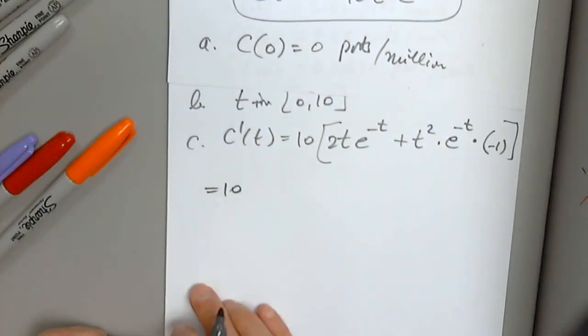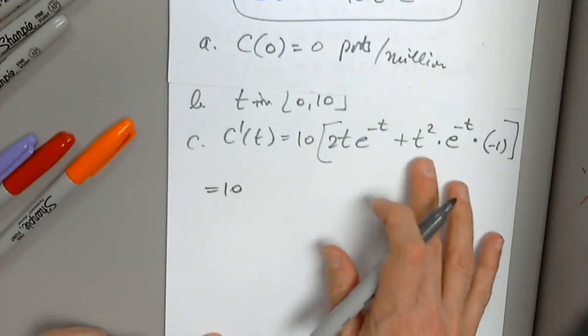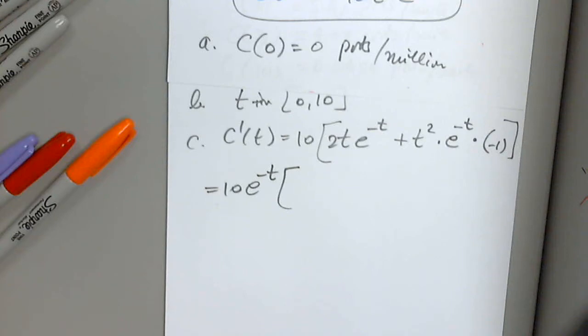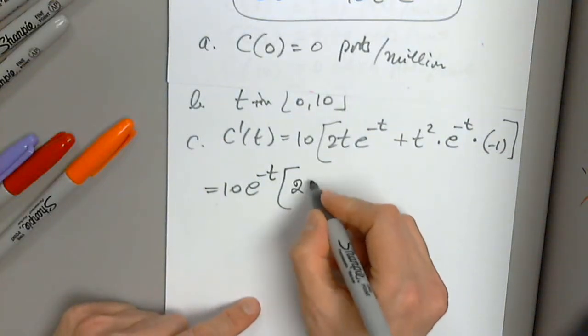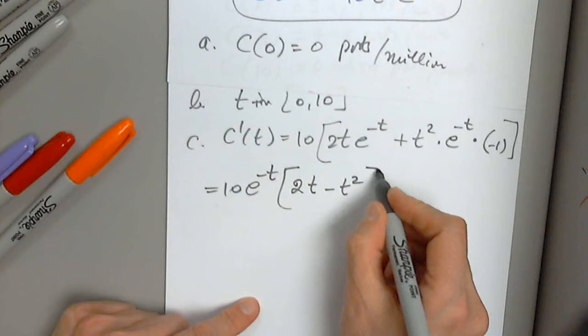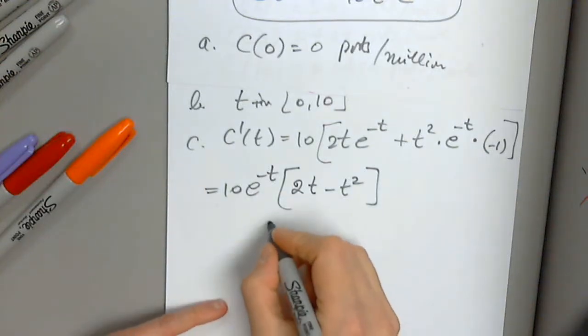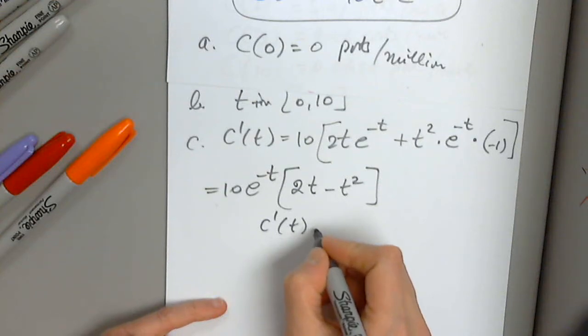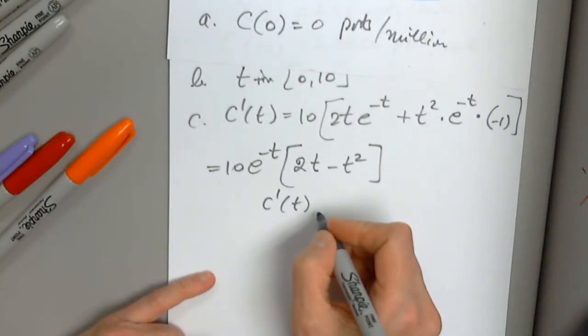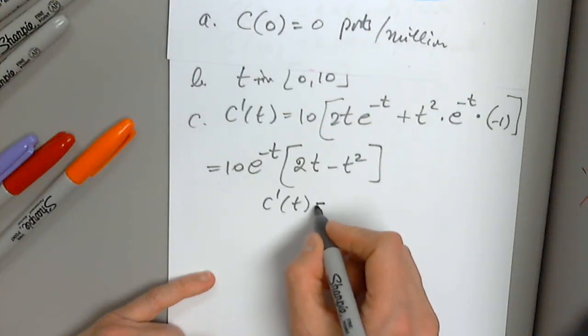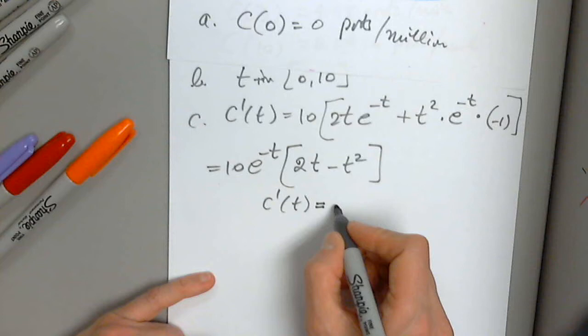So this is t. Obviously, I will factor out what is common in both, which is e to negative t. And then I have in brackets 2t minus t squared. So now, what would be my next step if I want to graph this function? I have to find the critical numbers.